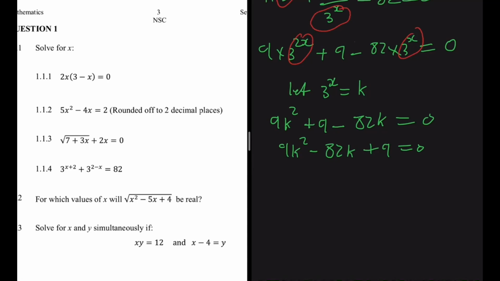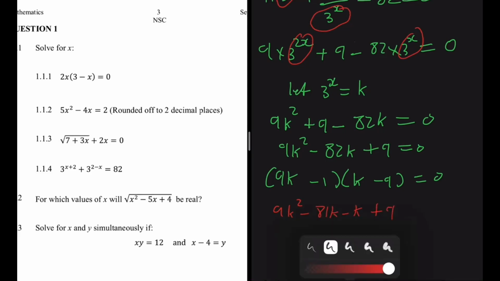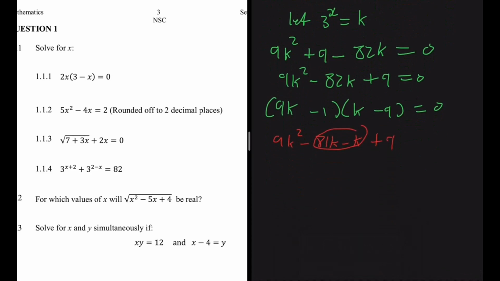So if you insist on factorizing, you're going to get 9k, and then on the other side we have k, and this is all equal to 0, right? And then with 9k you have minus 1, and then here you have minus 9, and if you multiply out, you should get the same expression, right? Let's just check real quick and see if it's true. So you have 9k squared minus 81k minus k plus 9. So this is minus 82k. So yeah, we have factorized correctly, but I don't recommend it, as I've been saying.